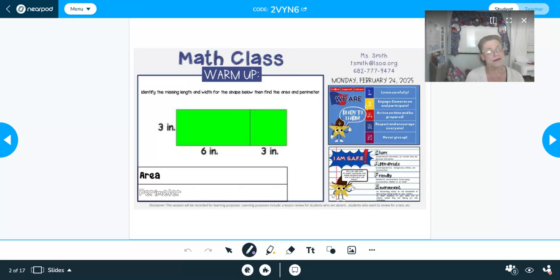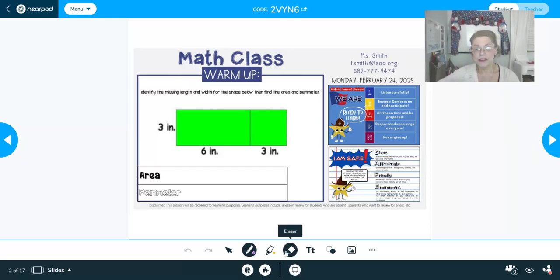With that being said, remember, you are identifying the missing length and width for the shape below. Once you do that, find the missing area and perimeter. Go ahead, pause the recording, find those missing lengths and widths. And then unpause and we'll go over the answer.